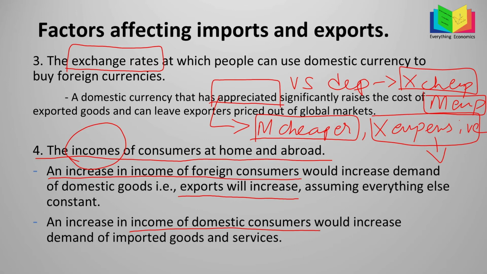So these two are different ways of thinking. In this case, we are thinking from the perspective of the American consumer. In this case, we are talking from the perspective of the Chinese export market. So if you're sitting in China and Americans become rich, they might increase the demand of your product. So incomes are very important as well. That's the fourth factor.